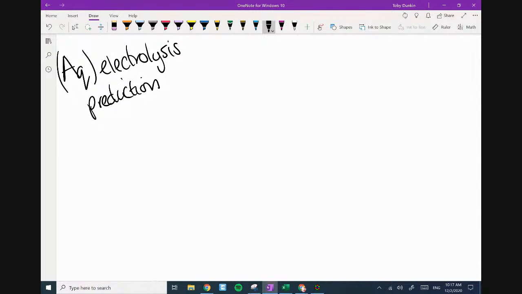So let's take an example. Let's do an aqueous, let's do silver, ooh, that's going to be tricky, that one. Yeah, let's go for silver. The problem is I'm going to get stung by that if I do that. Let's do copper chloride, copper 2 chloride.